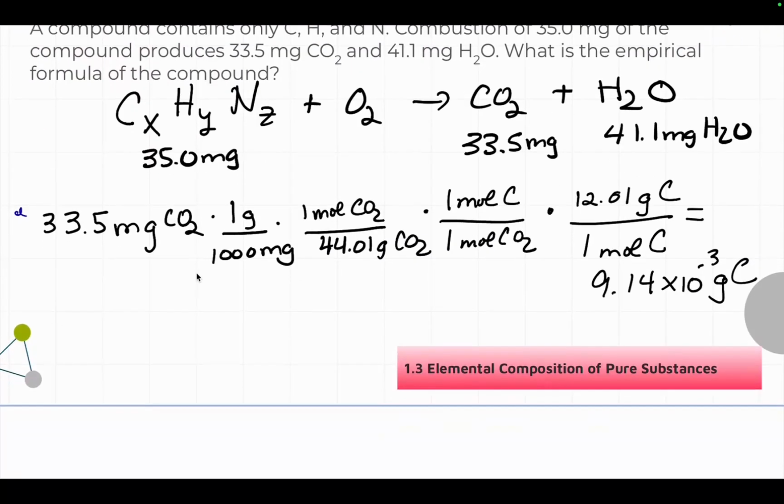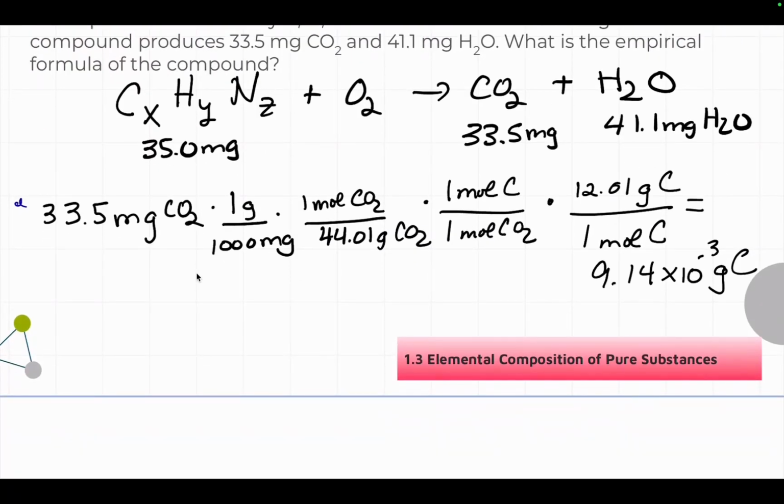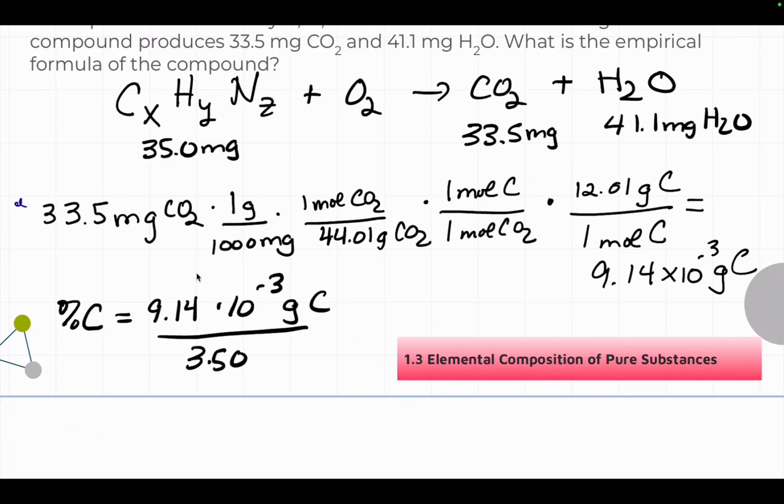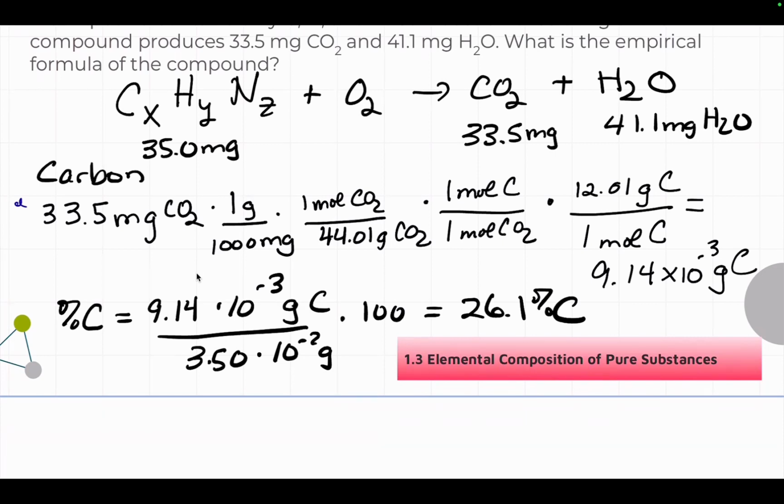We are going to need to use percent by mass here because you'll see later that that's how we're going to be able to determine the amount of nitrogen. So I'm going to calculate that right away. My percent carbon is just my grams of carbon over the total sample mass, and I did convert this into grams. So it's 26.1% carbon. That is our carbon calculation.